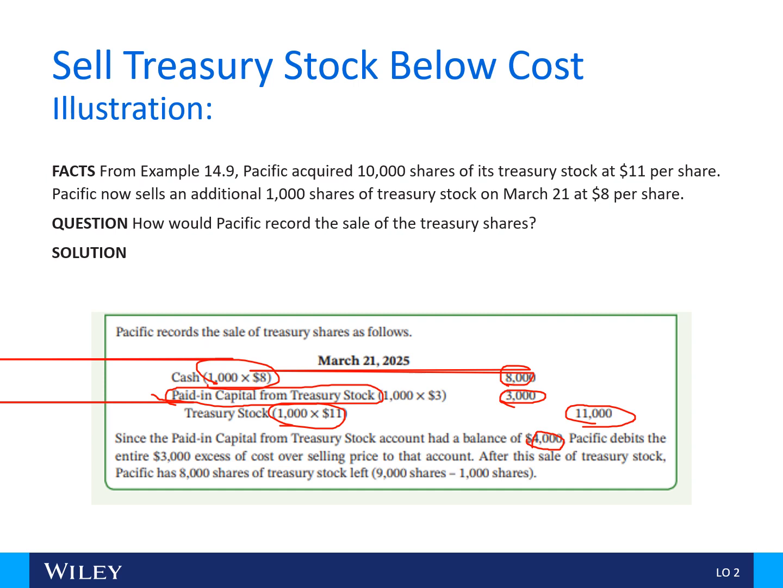So again, in the previous slide we had a $4,000 above cost sale. Now we have a $3,000 below cost sale. So after we're done here, we're still going to have 8,000 shares of treasury stock at $11 per share. And we're also going to have a net of $1,000, this 4,000 here against this 3,000 there, which is going to be in paid in capital from treasury stock. And remember, that's going to be sitting as a credit balance.